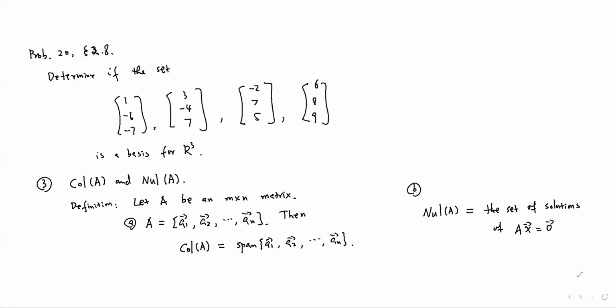Now, two theorems. Theorem number one: a column space is spanned by the columns of matrix A.